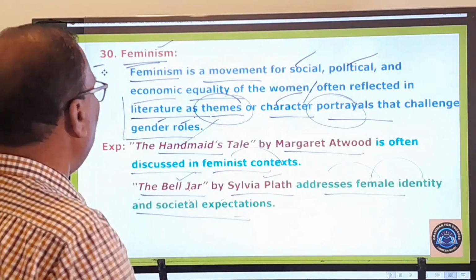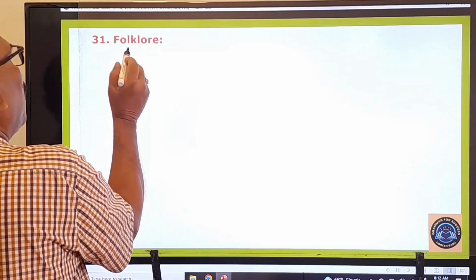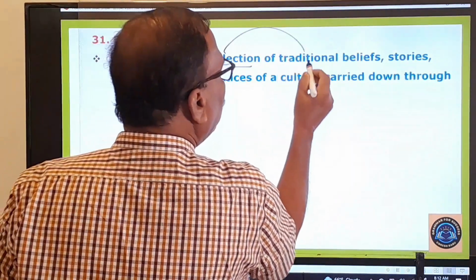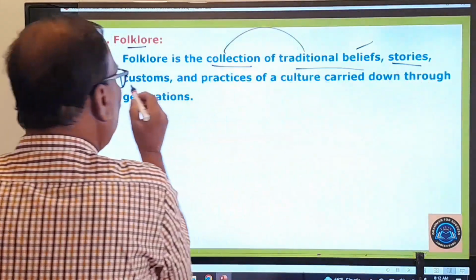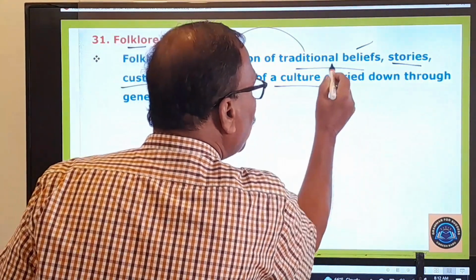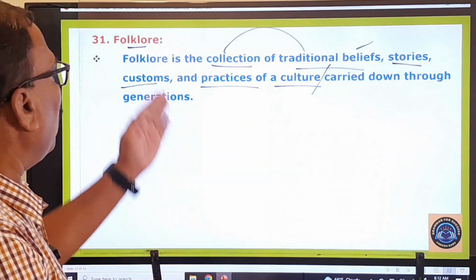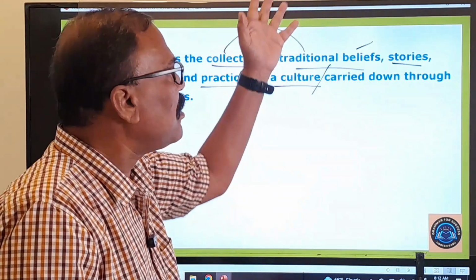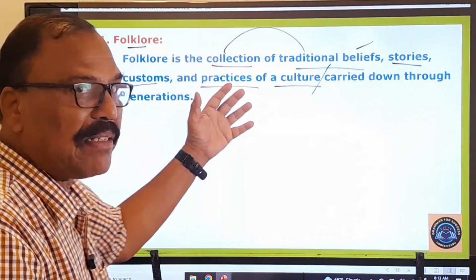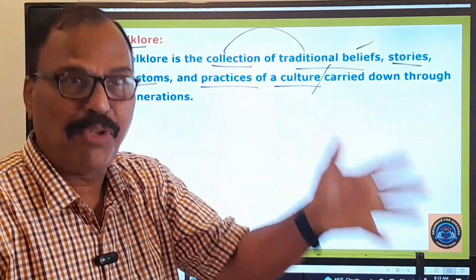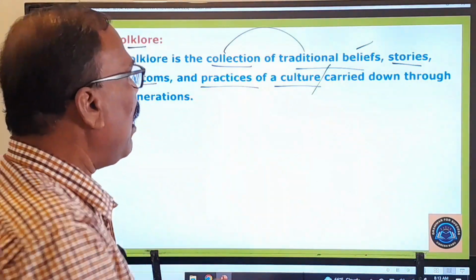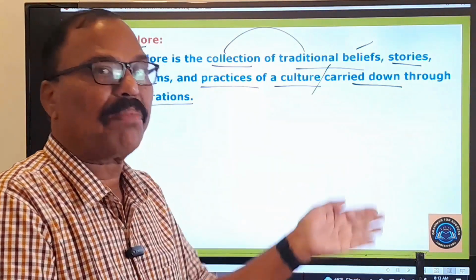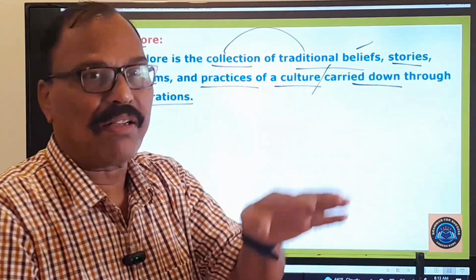And now we move on to the next important literary device, the 31st one, folklore. What is this folklore? Folklore is the collection of traditional beliefs, stories, customs and practices of a culture. That is very important. So folklore is nothing but the collection of traditional beliefs, traditional stories, customs and practices of some culture, of some community, of some region and so on, and they are carried down through generations. They are just passed down from one generation to another generation.